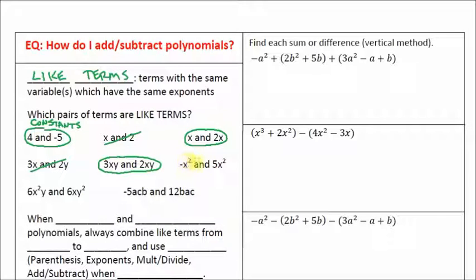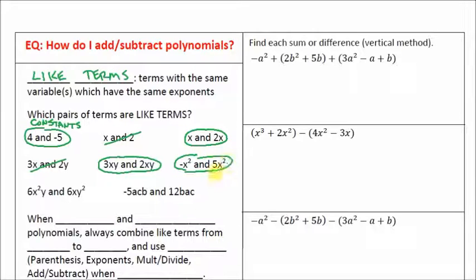How about -x squared and 5x squared? Now take a look. Same variable which have the same exponents. This x has the exponent of 2 and this x has an exponent of 2. These can definitely be added or subtracted. Oops, I got a little delay on my screen. Hang on a second. Those can be added or subtracted.